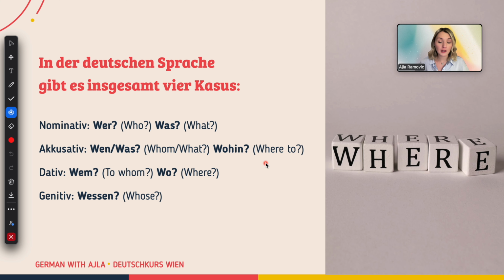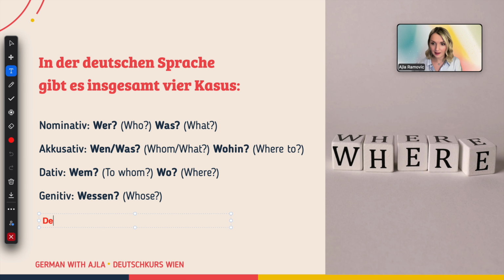Please be careful. It's not a place that we are staying at. It's not a place that we are at, but a place that we are moving towards. Places like this will always show up in accusative. And we will, of course, look at some examples later on, but I want to give you one example right now just to demonstrate the difference between nominative and accusative.